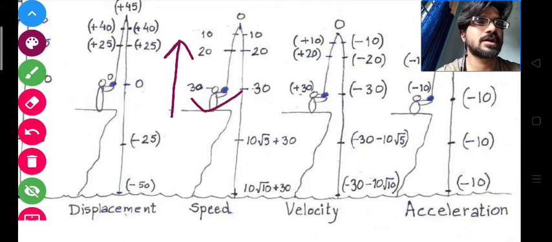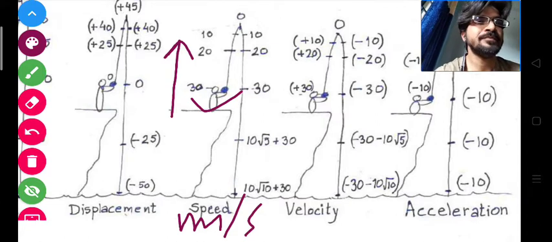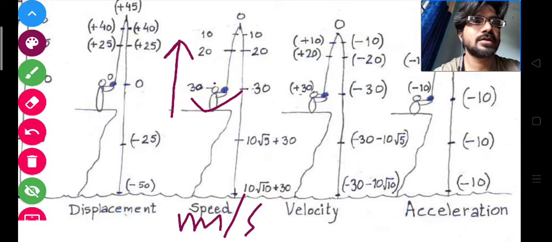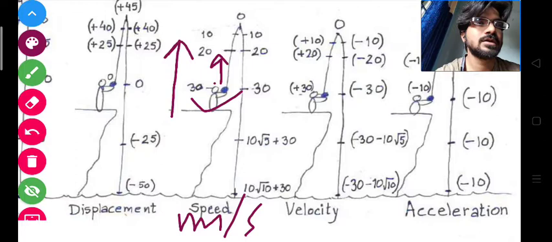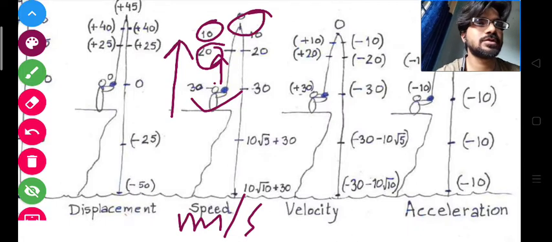Suppose 30 meters per second, it is represented in meters per second or kilometer per hour, depending on the SI unit. So you have thrown with a certain speed, let's say it's 30, it will decrease. When you throw a body upward, the speed decreases. Why? We will see. Then it will become 20, then it will become 10, and finally at the topmost point the speed is 0.